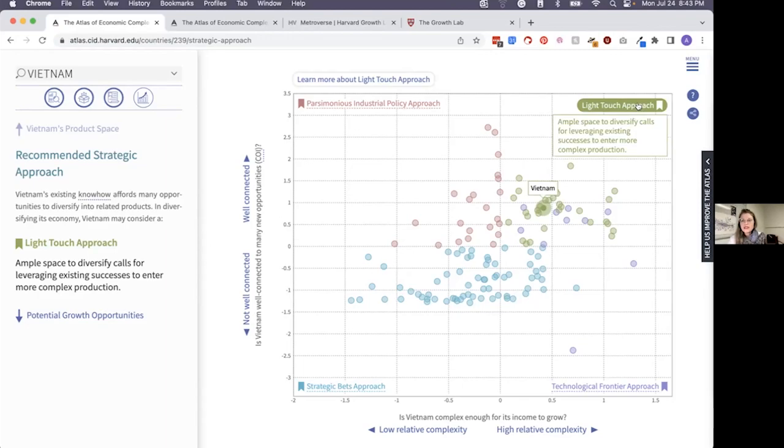So it has ample space to diversify, which calls for leveraging existing success to enter more complex production. In other words, it has lots of opportunity around what it already knows how to do. There's the opposite approach where we say a country might have very few nearby opportunities. If we were to look at it in the product space, there aren't a lot of colored nodes. And so it has to make bets, strategic bets, to account for its diversification.